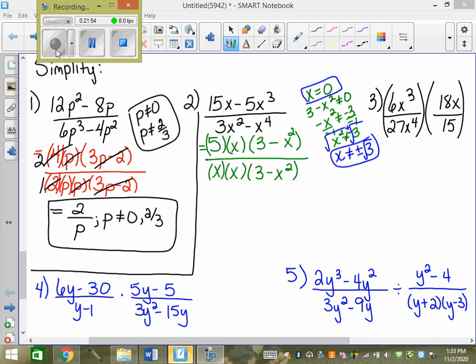Okay? So it's 0 and plus or minus root 3. Whenever you physically take the square root with your own pencil or pen, you have to put a plus or minus sign in front. You'll get 2 non-permissible values. The 3 minus x squareds cancel, the x's cancel, and I'm left with 5 over x, and then x cannot equal 0, and plus or minus root 3.